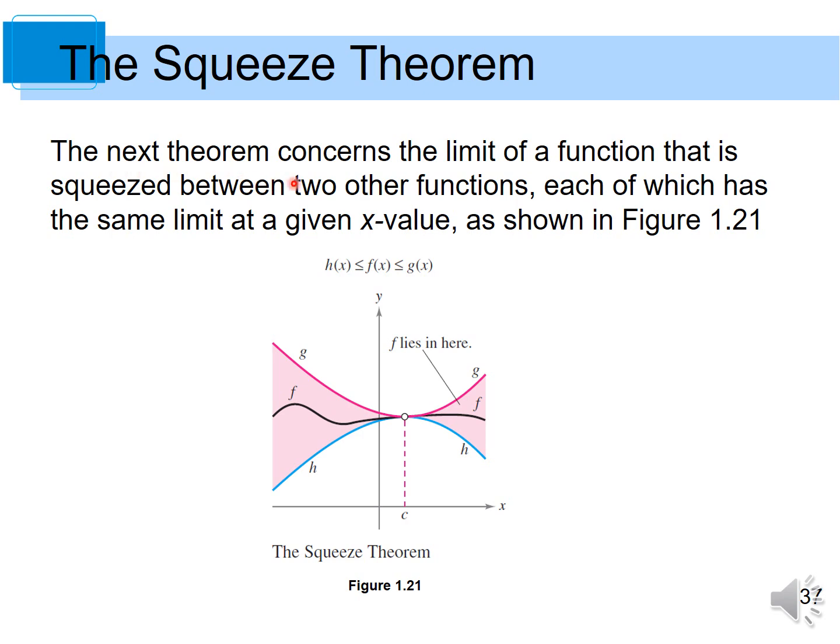The next theorem concerns the limit of a function that is squeezed between two other functions, each of which has the same limit at a given x value. Look at the figure below. We have the three functions, h(x), f(x), and g(x). So f(x) is between h(x) and g(x). Look at the curve. The f is between the h and g.